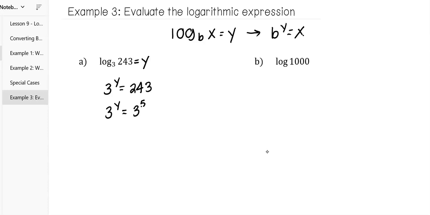Okay, now that they have that same base, I can just set their exponents equal to one another. So y equals 5. Now, I don't have to do anything else because it's not an equation. So this is going to be my final answer.